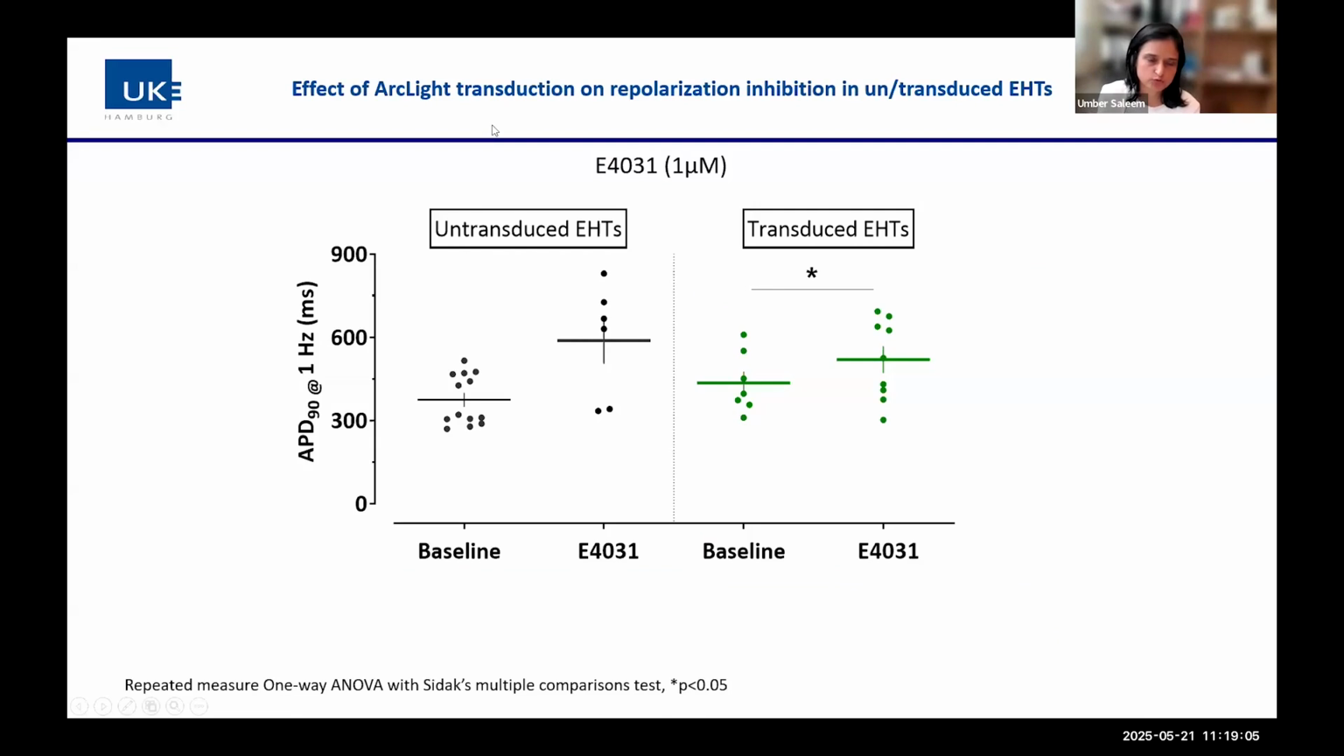And then to determine the effect of ArcLight transduction on repolarization inhibition in untransduced and transduced tissues, we used E4031, which is a repolarization inhibitor. We tested in transduced and untransduced tissues, and in both sets of tissues, APD90 was prolonged after treatment with E4031, and the increase was more than 30%, although in untransduced tissues, this increase was not statistically significant.